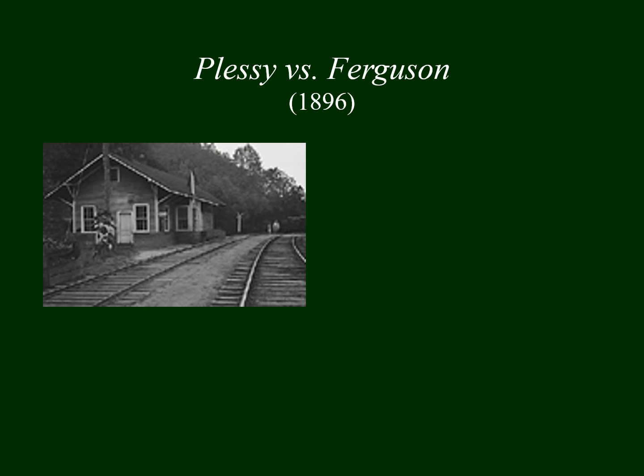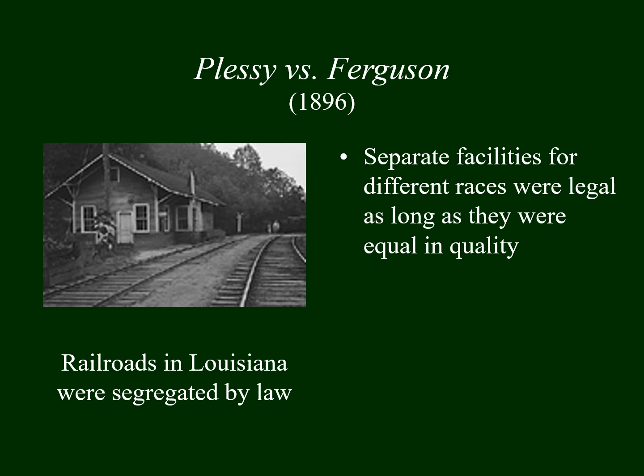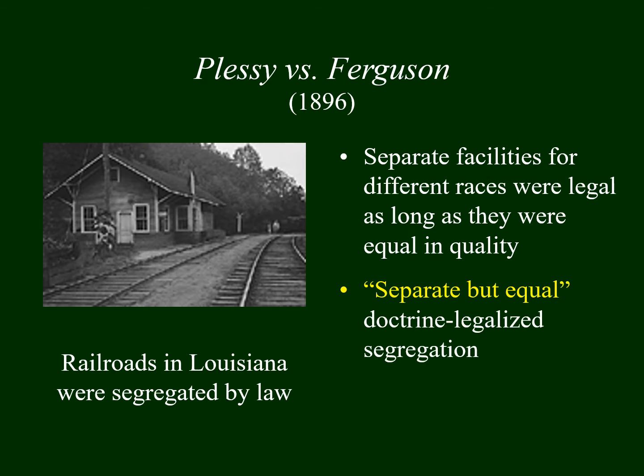Segregation based on race was confirmed by a Supreme Court decision in the 1890s called Plessy versus Ferguson. This dealt with the law in Louisiana, where all railroad cars were segregated by law. The Supreme Court declared that separate facilities for people of different races were okay. They were legal, as long as they were equal in quality. This gave us the so-called separate but equal doctrine.